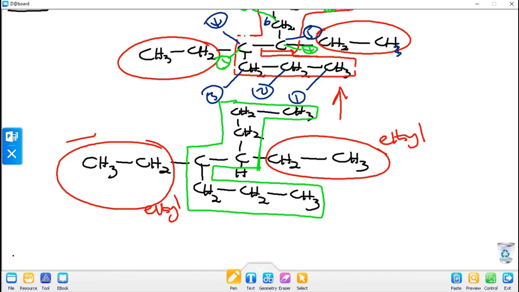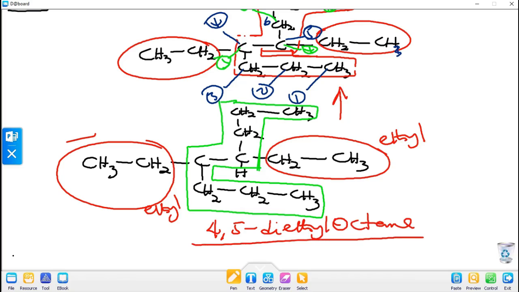So what will it be? This compound is simply 4,5-diethyl octane. And that is what it is. It's as simple as ABC. The only challenge is you may be given such a complicated structure, and your challenge will be identifying the parent chain. So with all these examples, dear students, you are now equipped for any kind of nomenclature. And we want to believe that you are now very strong.